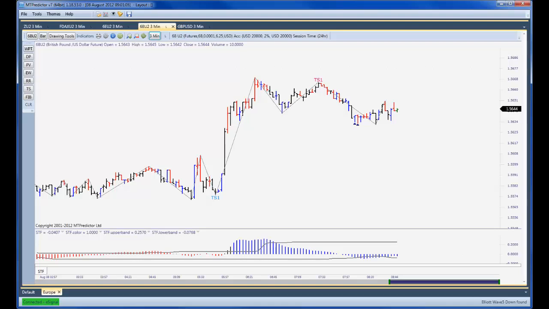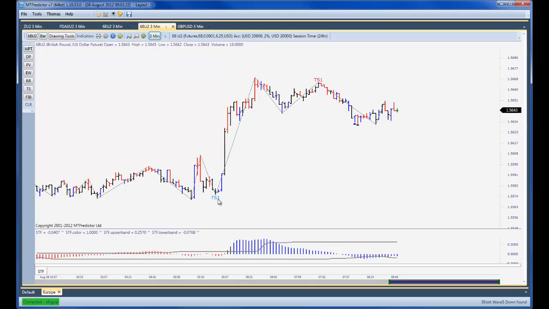In this video I'd like to look at the 6B, which is the future of the British pound against the dollar. Sorry, not the euro dollar, against the dollar. So the 6B is the future of the British pound against the dollar. Now here we have an automatic trade setup on this 3-minute chart of the 6B.